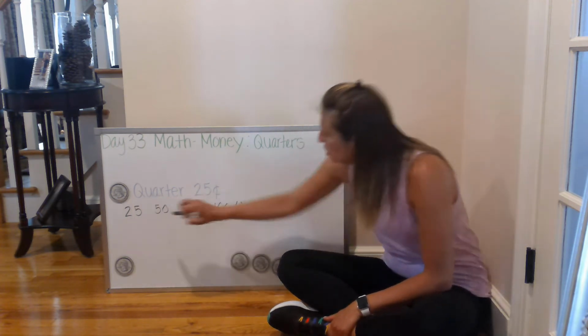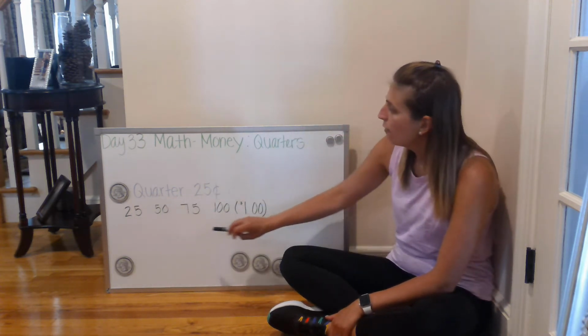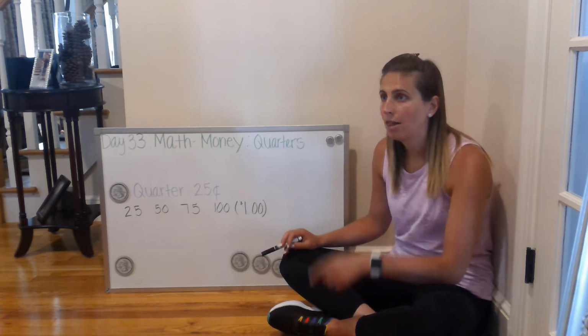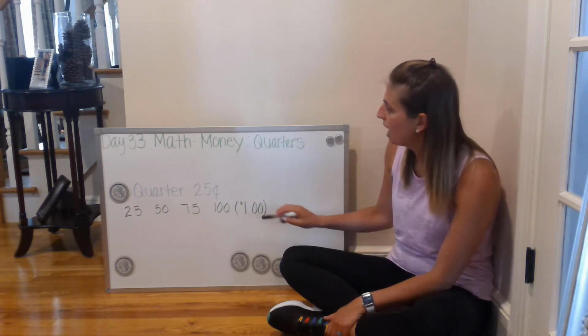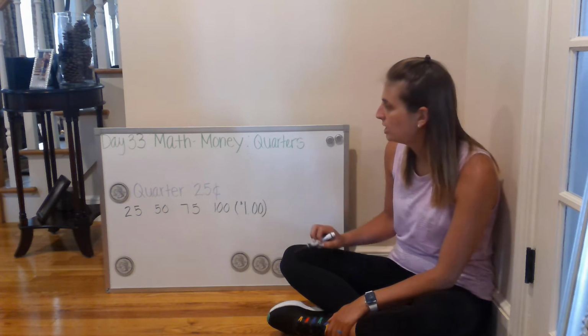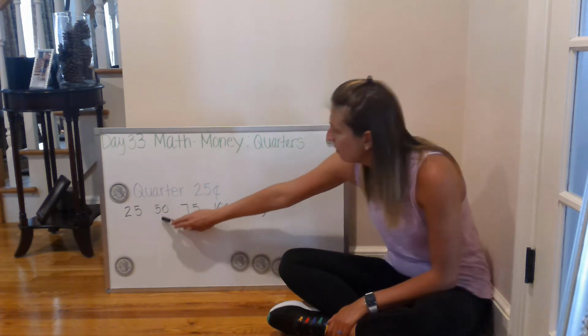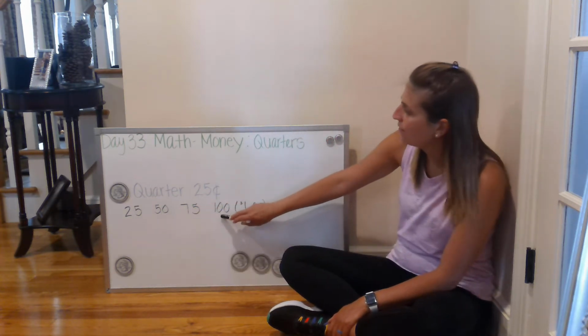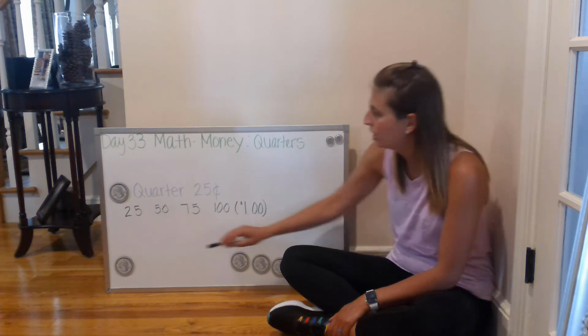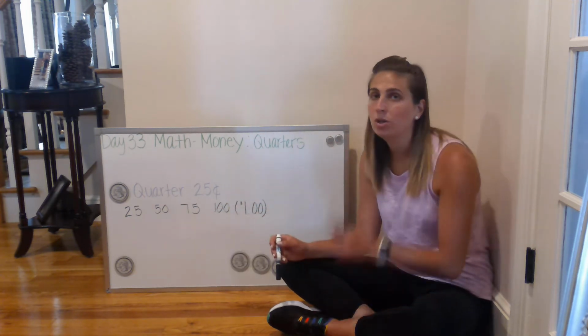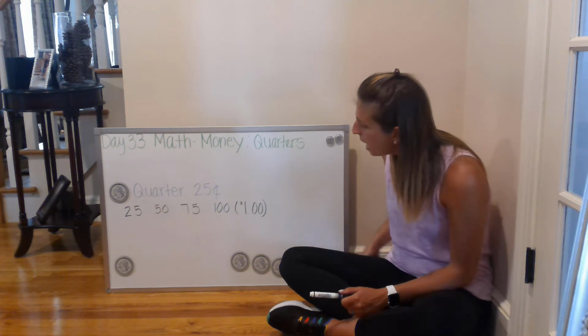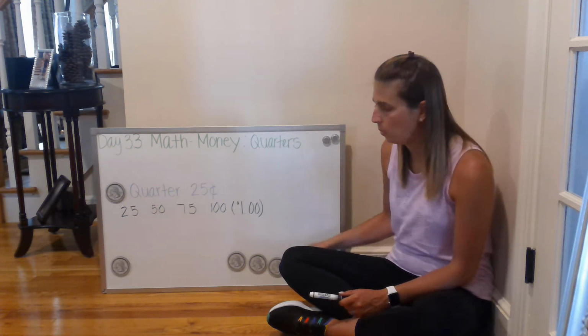So a quarter is worth 25 cents. 4 quarters equal $1. So we're going to count by 25s up to 100, which means $1. 25, 50, 75, 100, which is $1. 4 quarters equal $1. Now I'm going to model 2 examples on my whiteboard.